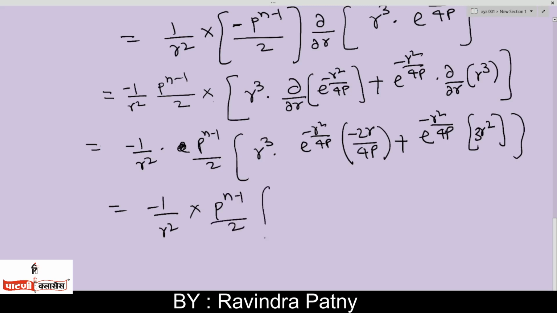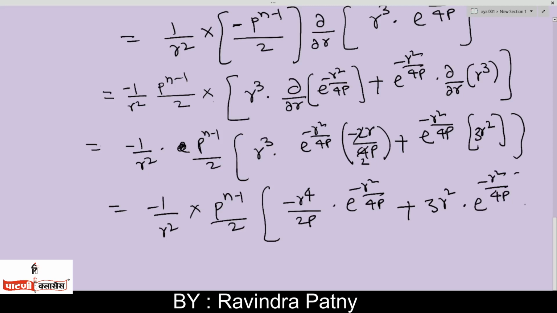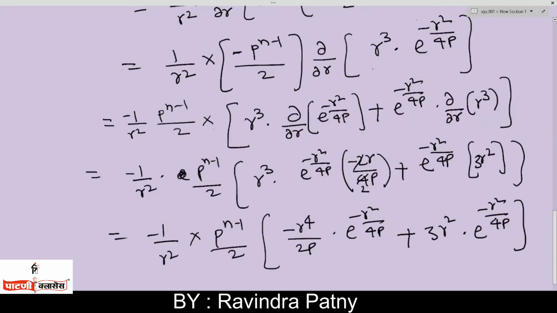equals minus 1 upon r square p raised to n minus 1 upon 2. Here the 2s cancel, giving minus r raised to 4 upon 2p into e raised to minus r square upon 4p plus 3r square into e raised to minus r square upon 4p. Now I am going to take e raised to minus r square upon 4p common because it is present in both places.